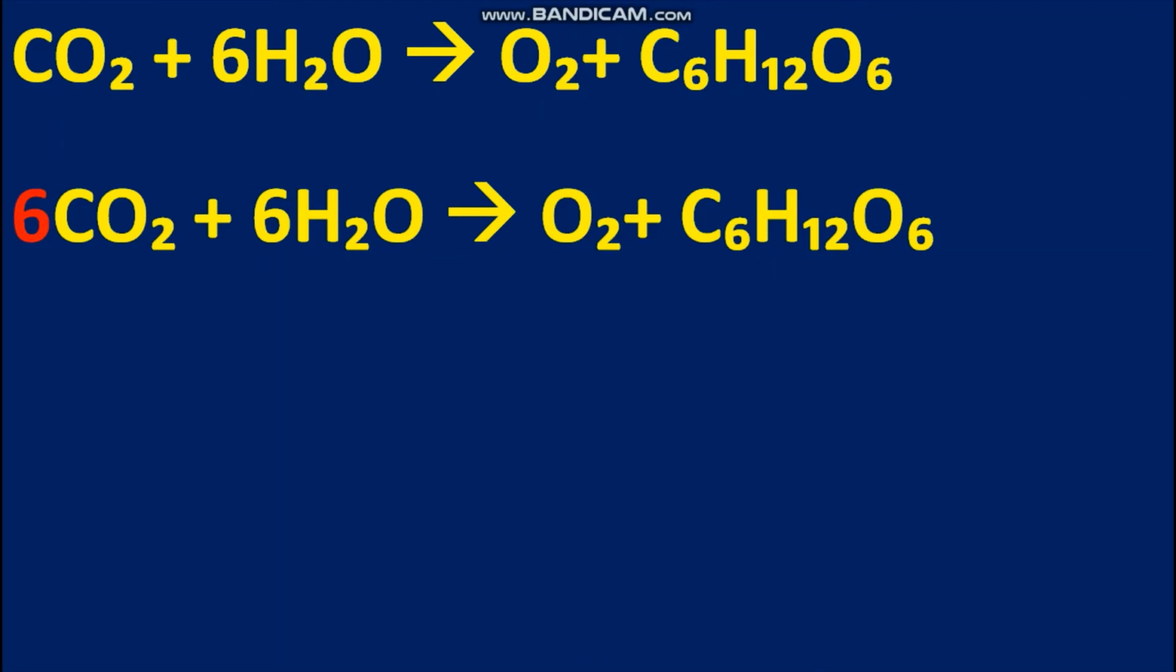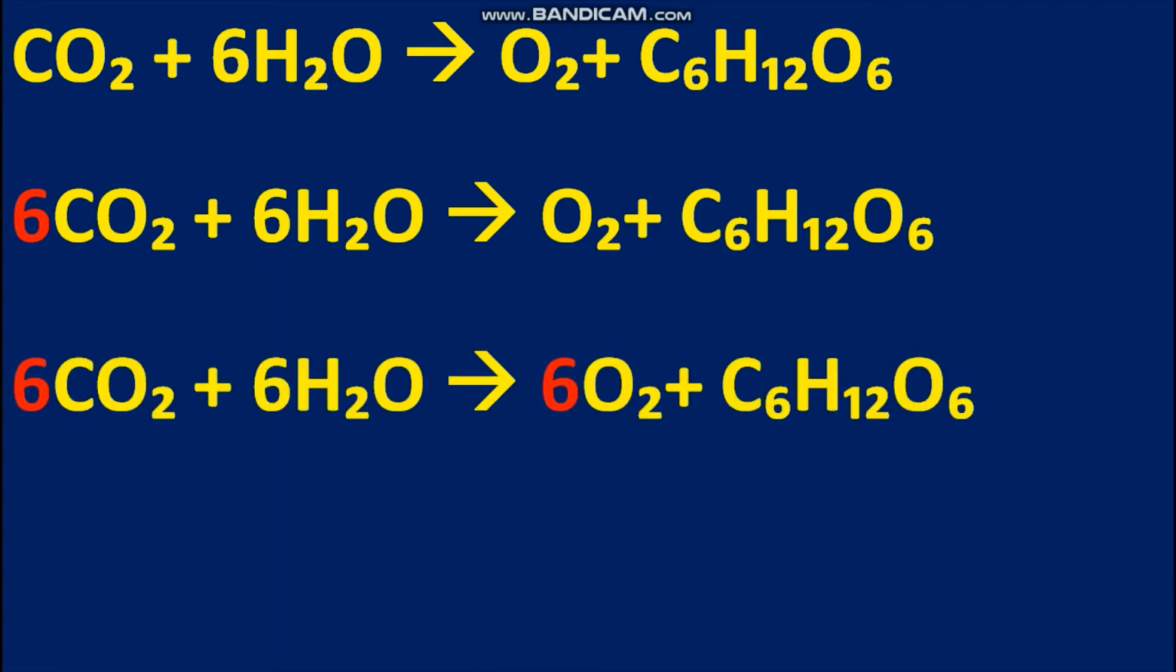If we get rid of the 6 oxygen atoms in the glucose molecule on the right, we can get rid of them on the left as well. So now we have 12 on the left and we only have 2 on the right. And as 12 is 6 times more than 2, we can just put a 6 before the O2, and there is your balanced equation: 6 CO2 plus 6 H2O produces 6 O2 plus C6H12O6.